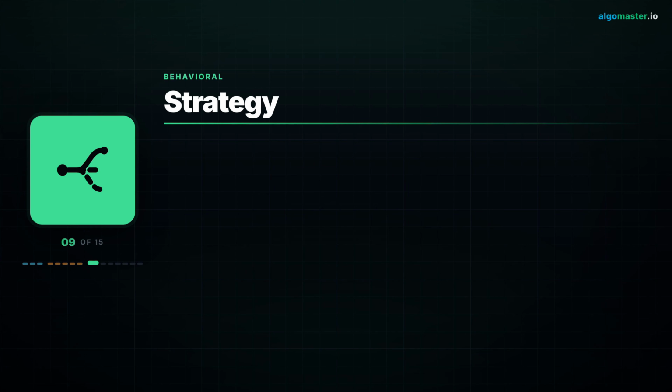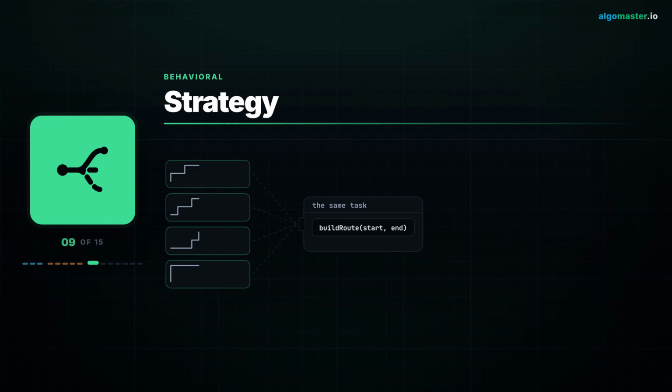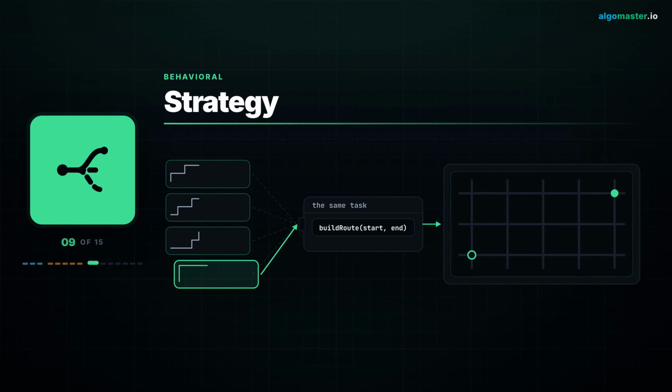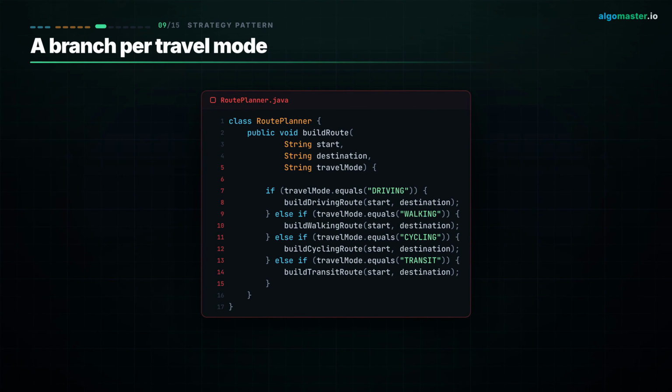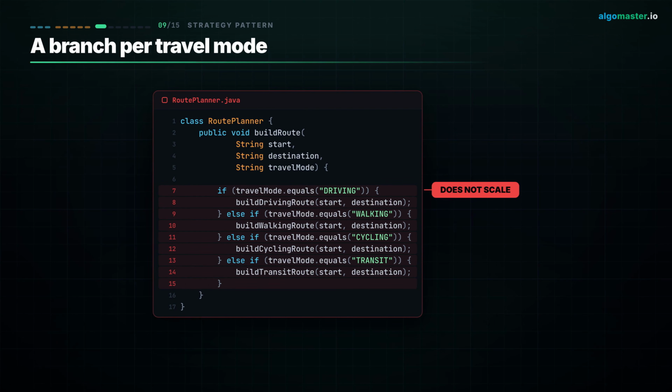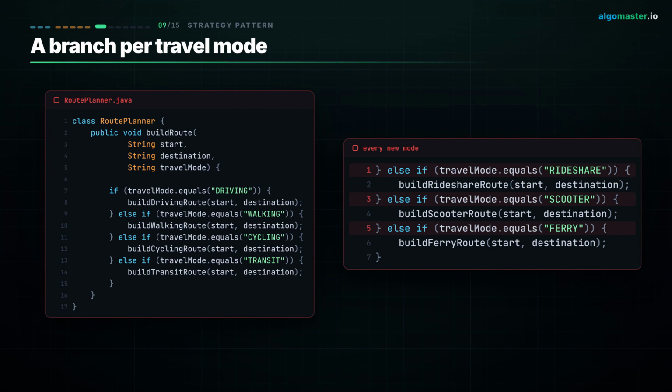The strategy pattern lets us define multiple ways to perform the same task and switch between them when needed. Imagine a navigation app that calculates routes for driving, walking, cycling, or public transport. One way to implement this is to have a route planner class with a large if-else block that selects the routing logic based on the travel mode. But this approach does not scale well. As new travel modes are added, the conditional logic keeps growing, making the class harder to understand, test, and maintain. It also means modifying the route planner every time we introduce a new routing algorithm, which tightly couples the class to all possible routing strategies.